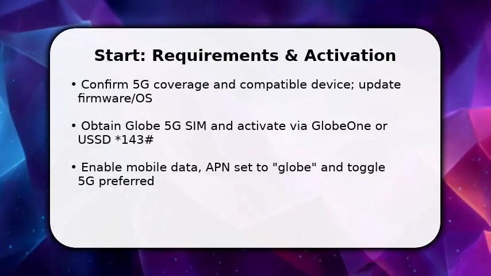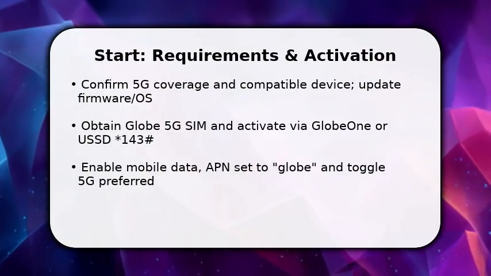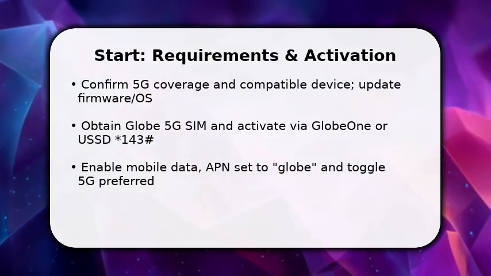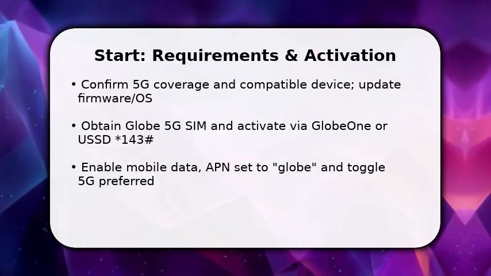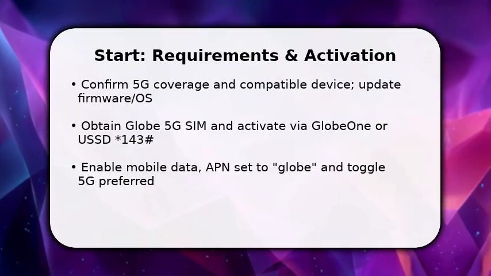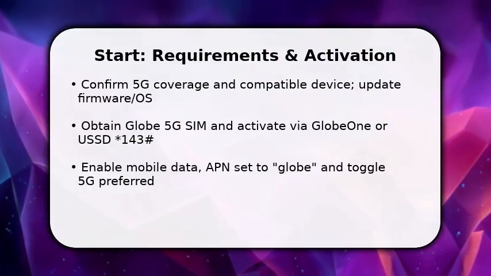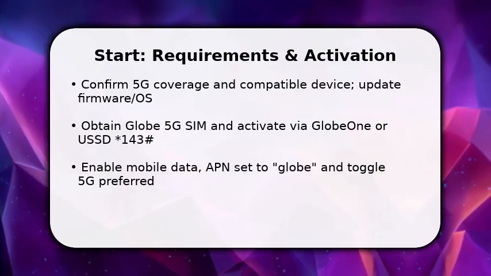You now begin by confirming compatibility and coverage. Make sure your phone supports local 5G bands and has the latest OS. Once done, insert the Globe 5G SIM and follow activation in GlobeOne or dial the activation USSD.